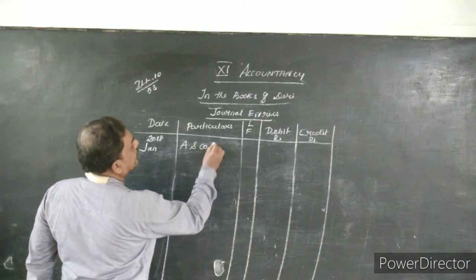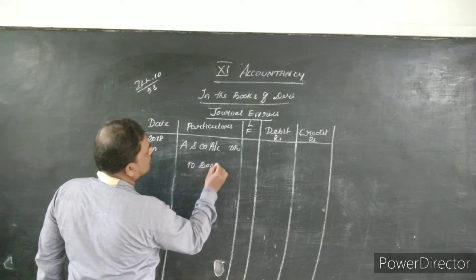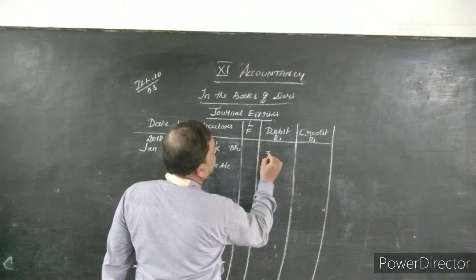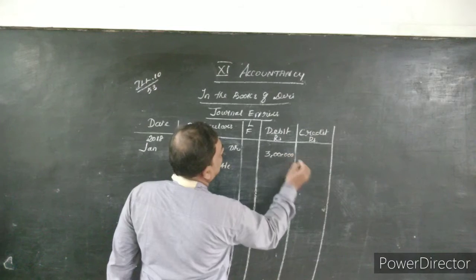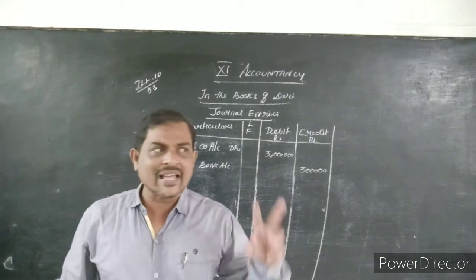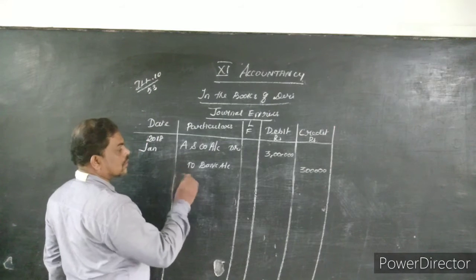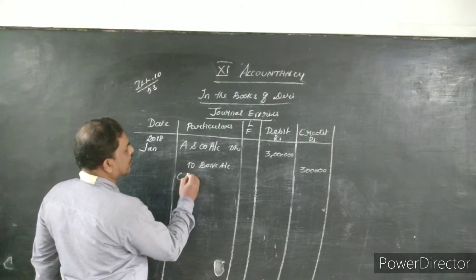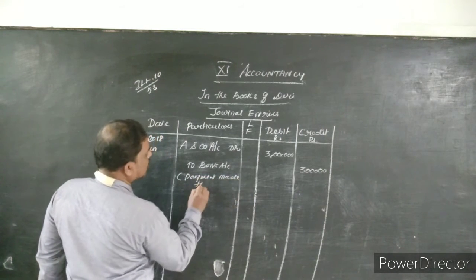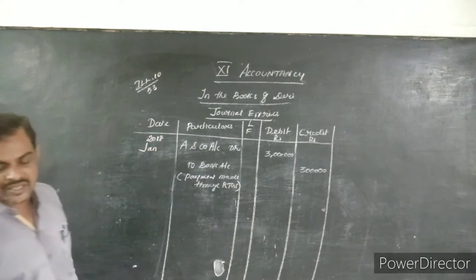A and company account debtor to bank account. What is the amount? The amount is rupees 3 lakhs. See, here the amount is not given, but it was already given in the date 2 entry, so you can use that amount. So the narration is: payment made through RTGS, or payment given by RTGS.